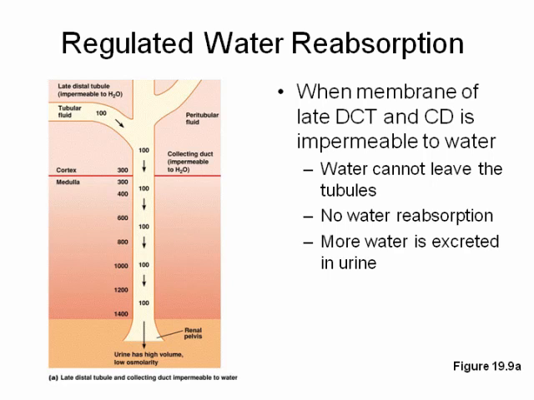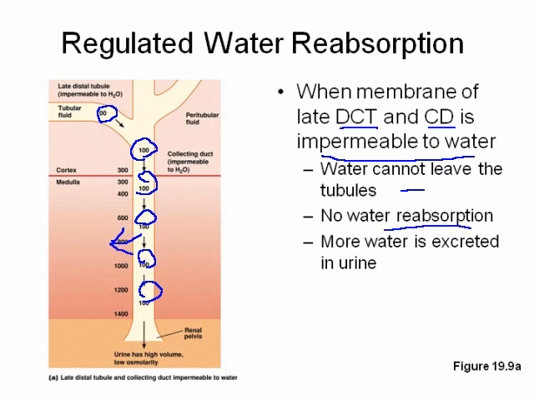So how is it regulated? Well, when the membrane of the distal convoluted tubule and collecting duct is impermeable to water, water can't leave the tubules. So the water stays here. We've got 100 milliosmoles, and it stays that way because there are no aquaporin channels on the apical membrane allowing water to be reabsorbed. So there is no water reabsorption, and more water is excreted in the urine.